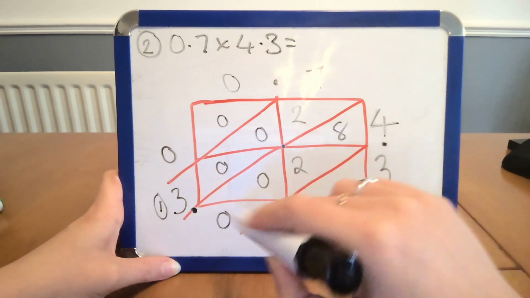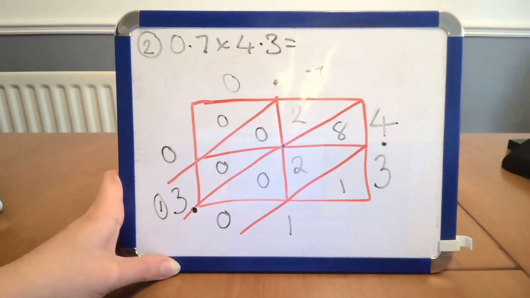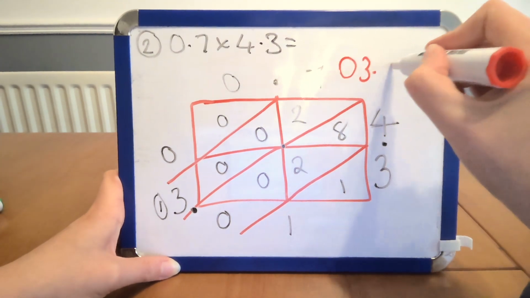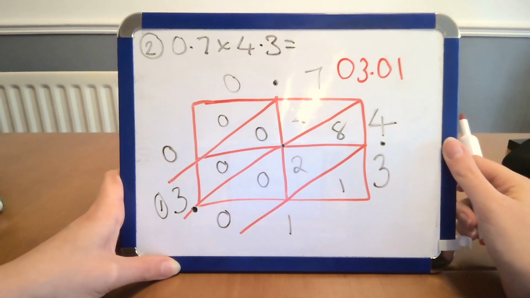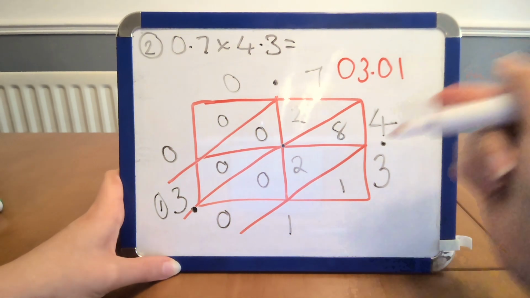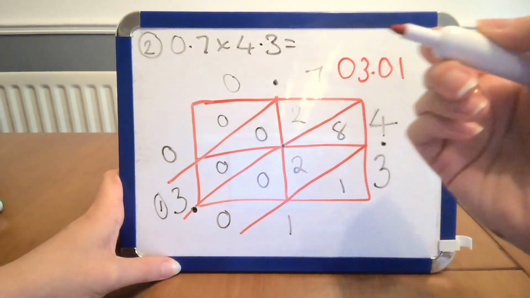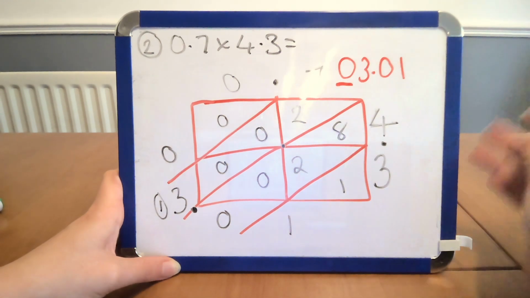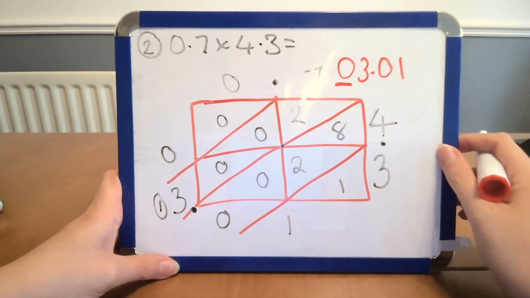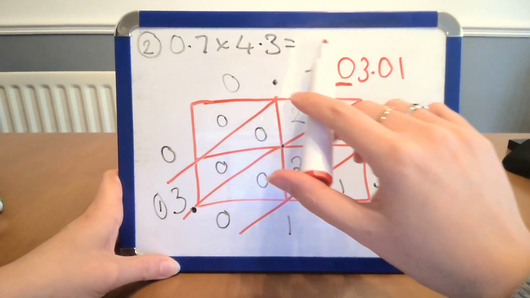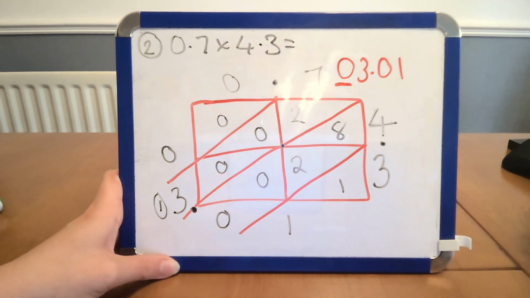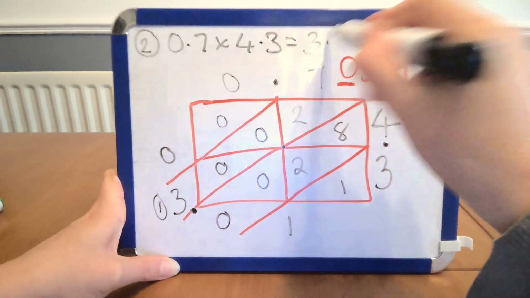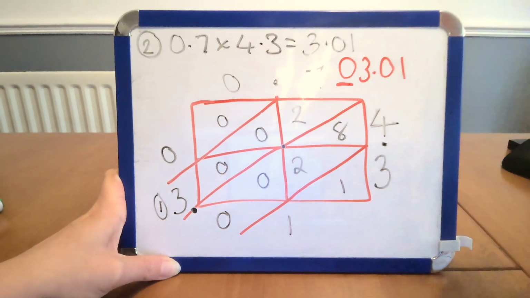So reading this number now, it would be 3.01. Now, because we're functionally kind of rounding this number, we know that we don't need to include this 0. It doesn't actually serve a purpose. So when I am writing my actual answer to 0.7 times 4.3, I'm going to put 3.01.